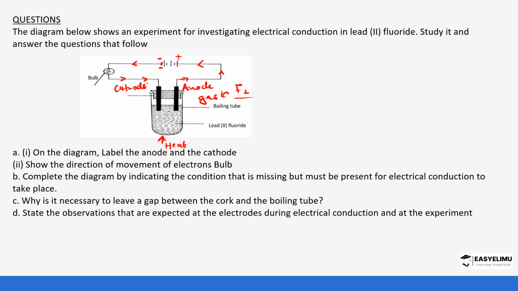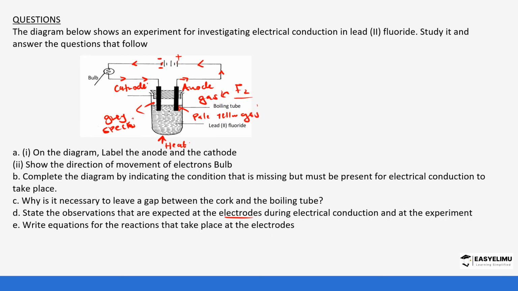And then state the observations that are expected at the electrode during the electrical conduction in the experiment. So the observation at the electrodes. So at the cathode, we are going to notice some gray specks of lead, and then at the anode, you are going to see a pale yellow gas. Those are the observations. Right?